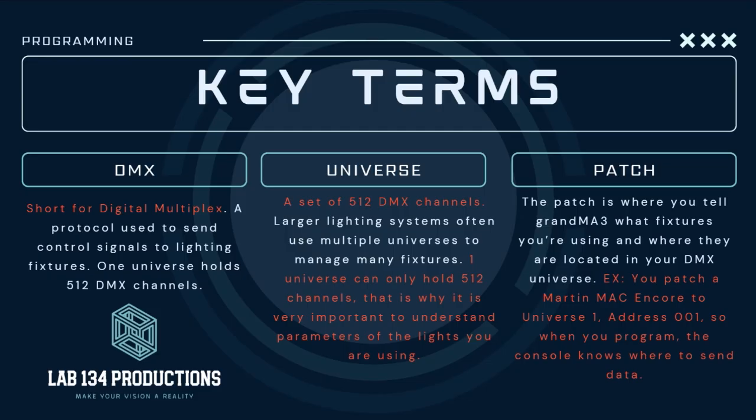Last but not least is the patch. The patch is where you tell GrandMA3 what fixtures you're using and where they're located in your DMX universe. An example of this is you patch a Martin Mac Encore to universe 1, address 1, so when you program, the console knows where to send data.